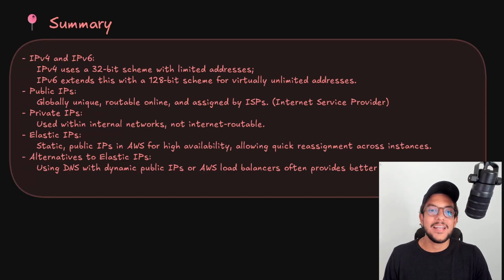You are managing a critical application on AWS. Everything's running smoothly until one day your boss calls in a panic. "Our customers can't access the website. What should we do?" After troubleshooting, you discover the problem. Your instance lost its public IP during a restart, breaking all your DNS records and external connections.